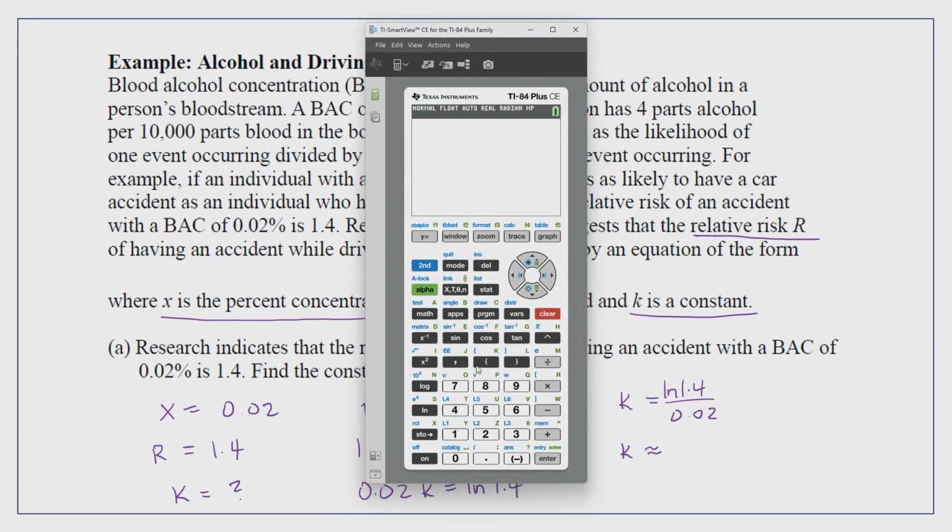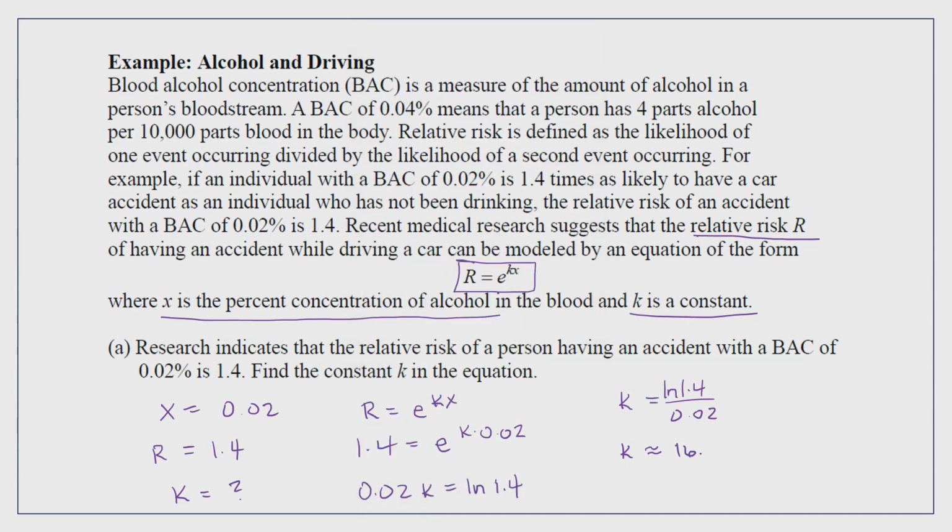Alrighty, so we'll take our fraction first, and then we'll enter in the natural log, which is the button here to the left of 4. So natural log of 1.4, close the parentheses, divide by 0.02, and we get 16.82. So let's write that down. 16.82. Okay, so that is our constant.